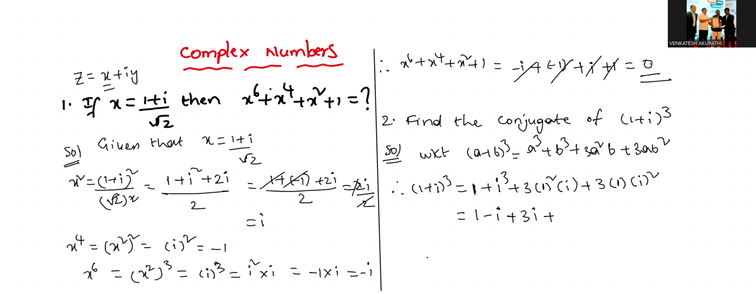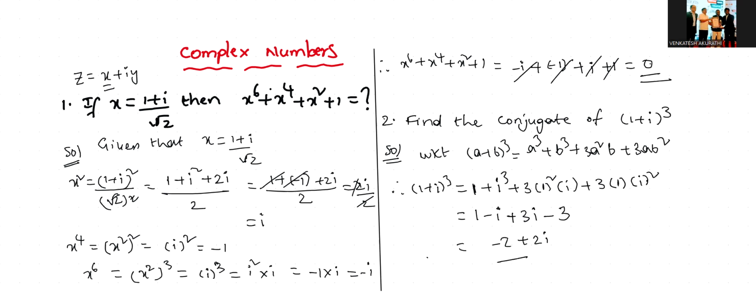1 plus i cube means minus i, plus 3i, minus 3 times i square value minus 1. So minus 1 plus 1 cancel. The value is plus 2i. Sorry, here i square value is minus 1, so this is minus 3. So minus 2 plus 2i. The value is minus 2 plus 3i.